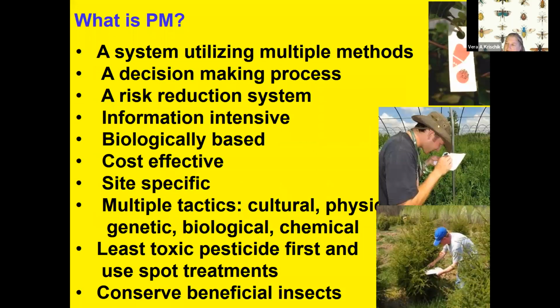Again, what is IPM? It's a decision-making process to reduce risk. It's information-based. It's biologically based. It's site-specific to the pests. So if you have a Christmas tree farm, or you're growing spruce in a nursery, or if you have spruce in a backyard, you're going to manage it differently. And this website helps you come up with those management tactics.